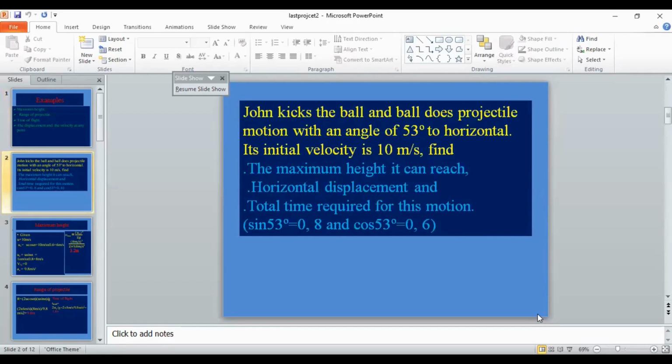John kicks a ball and the ball does projectile motion with an angle of 53 degrees to the horizontal. The initial velocity is 10 meters per second. Find the maximum height it can reach, the horizontal displacement, and the total time required for this motion. Sin 53 equals 0.8 and cos 53 equals 0.6.